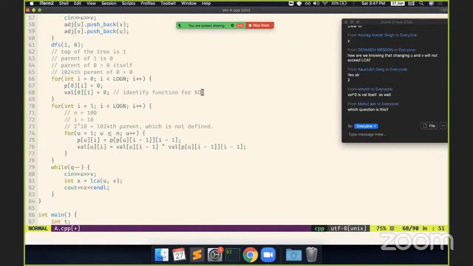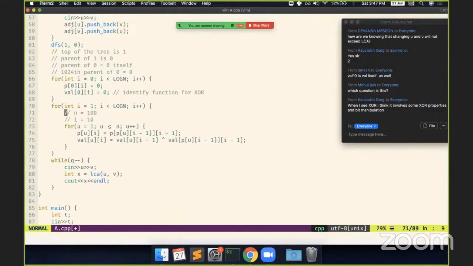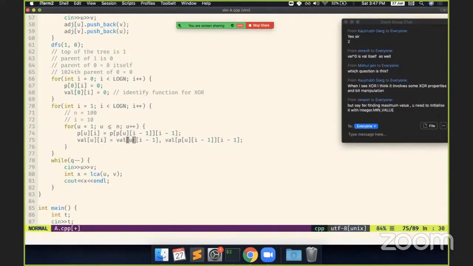So that's why this is identity. I won't explain this in much detail. When I see XOR, I think it involves some XOR property, because there is an alternate solution which involves XOR properties. I'm doing the more complex solution to just show you the path aggregate idea. I mean, here I'm doing the XOR operation, but you could replace it with the max operation for all you know, if you wanted to do that.